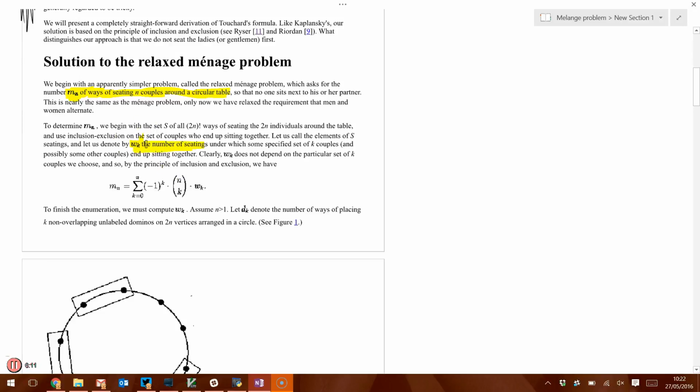W_k is the number of seatings under which some specified set of k couples end up sitting together. So suppose you've got all your couples, you know all their names. So you say, this particular couple, I'm going to count the number of arrangements in which they sit together. Or two couples, the number of arrangements in which they sit together. And then to get the whole solution, we say, well, it didn't matter which couples I picked to look at, so we count all the different ways of picking one couple or two couples or three couples, and multiply everything by that. Now the inclusion-exclusion part comes in.